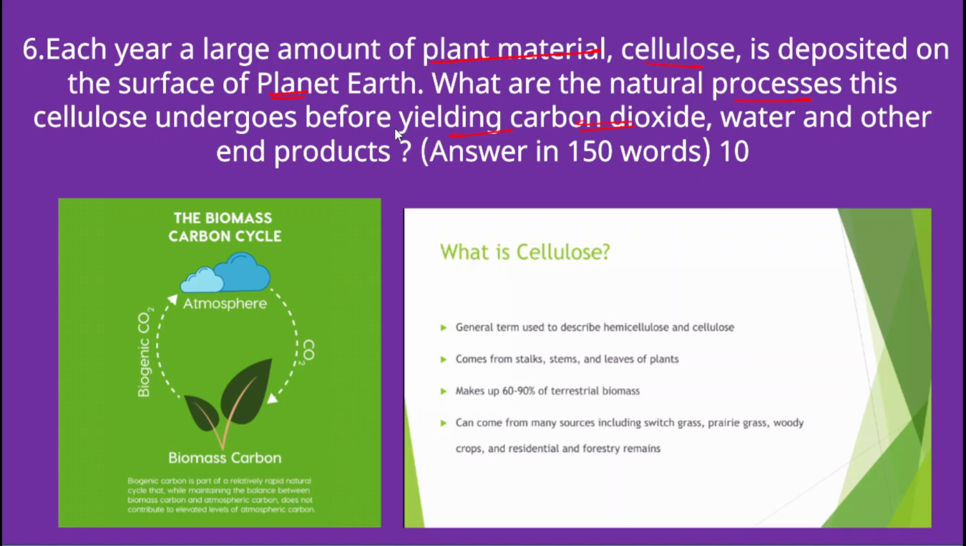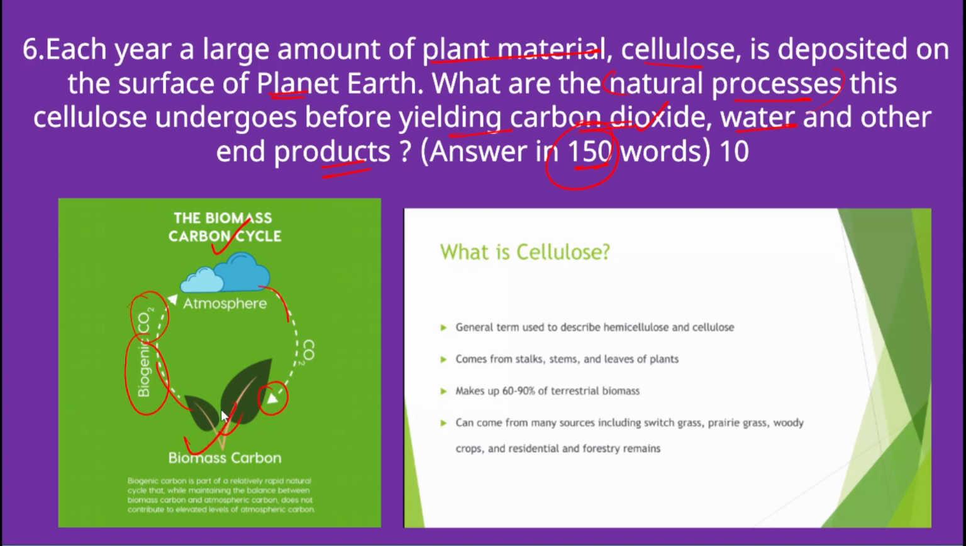So what are the natural processes? We need to write about the natural processes. So what are the natural processes this cellulose undergoes before yielding carbon dioxide, water, and other end products? So this answer has to be written in 150 words. Now this is briefly about the carbon cycle. Now this is how the carbon cycle actually takes place. So from the atmosphere, the carbon will be absorbed by the plant, and from the plant back to the atmosphere through biogenic CO2.